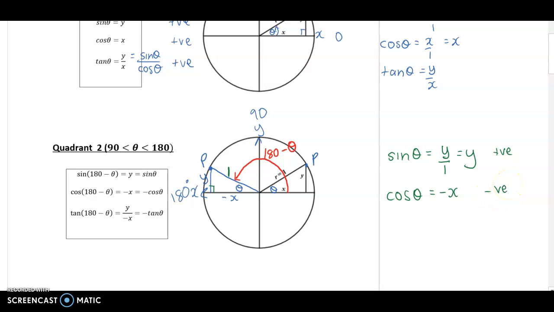That's very interesting. And our last one is tan. Tan is opposite over adjacent, y on minus x. And again, tan is also negative. So sine is positive, and cos and tan are going to be negative. So I'm going to put a little sign being positive there. So all our things were positive in the first quadrant, and only sine is positive in the second quadrant.